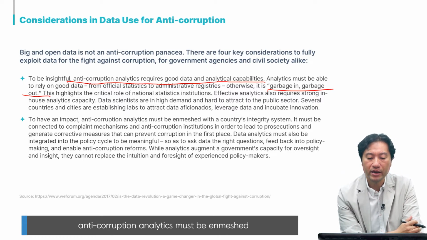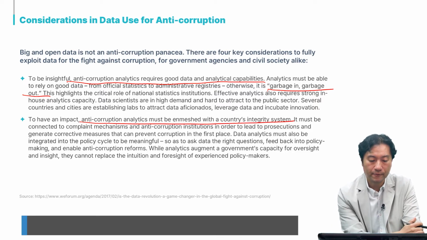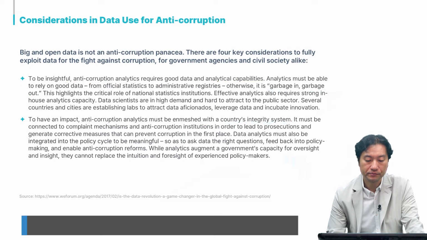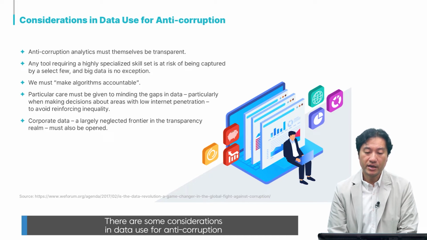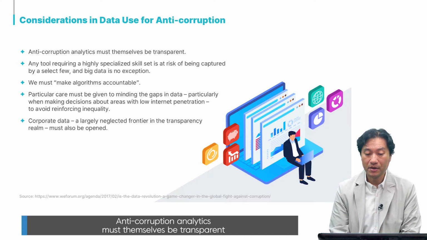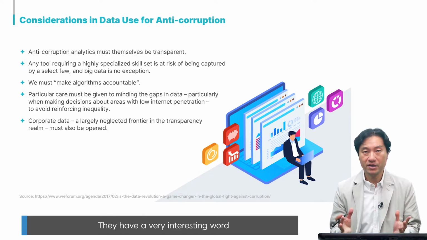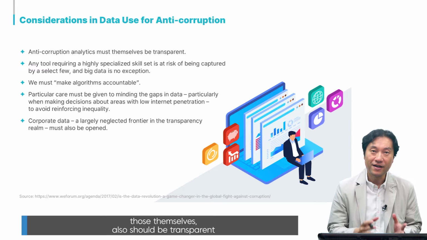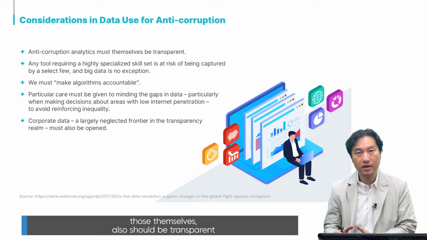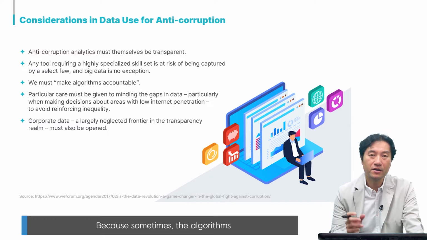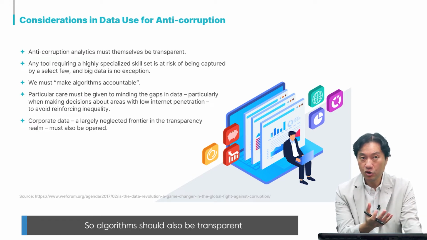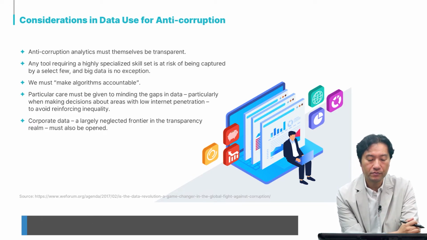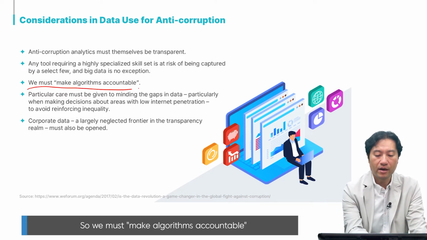To have an impact, anti-corruption analytics must be enmeshed with the country's integrity system. There are some considerations in data used for anti-corruption. Anti-corruption analytics must themselves be transparent. Anti-corruption analytics themselves should also be transparent, because sometimes the algorithm is not known well. The algorithm should also be transparent. So we must make the algorithm accountable.